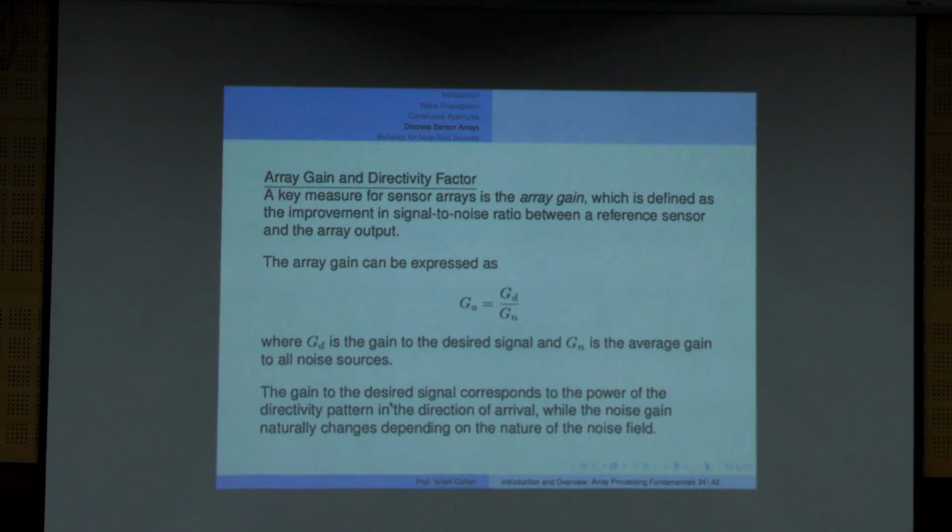The last thing I want to discuss is the array gain and directivity factor. Okay, so maybe I don't, it's 6 o'clock.